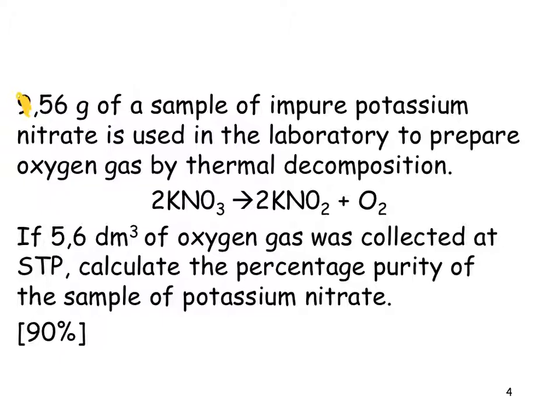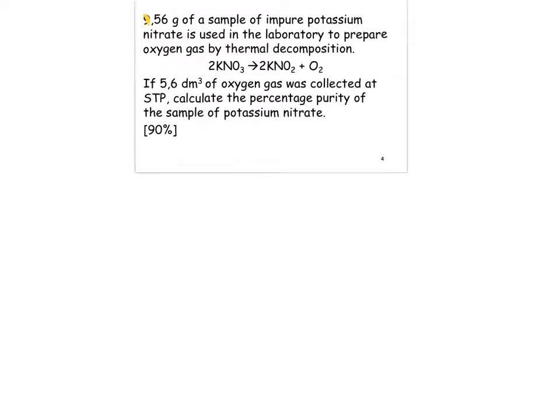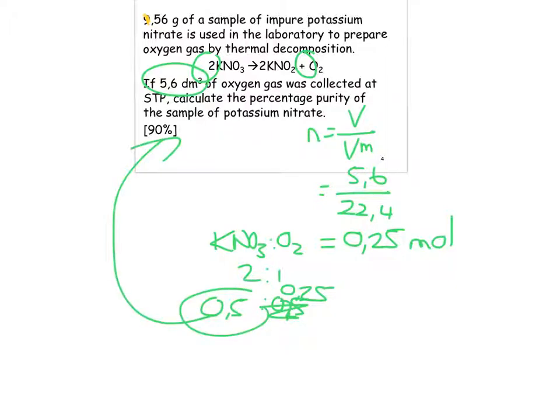The way I'll start is as follows. I'm going to start off at the oxygen, and I'm going to work out the number of moles. So I land up with number of moles is equal to volume over molar volume, which is going to be 5,6 given to me over 22,4, and that's 0,25 moles. My mole ratio is 1:2, so if I go KNO3 is to O2, it is a 2:1 ratio, but I don't have 1, I have 0,25, double it, 0,5. So that's what I'm going to take up in the reaction.